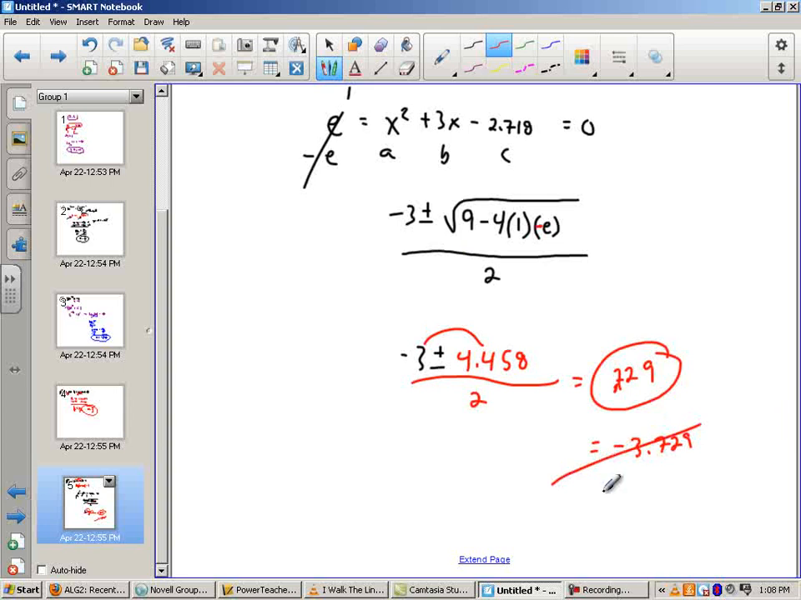Again, my bad on the negative e, but the quadratic formula takes care of everything for us.